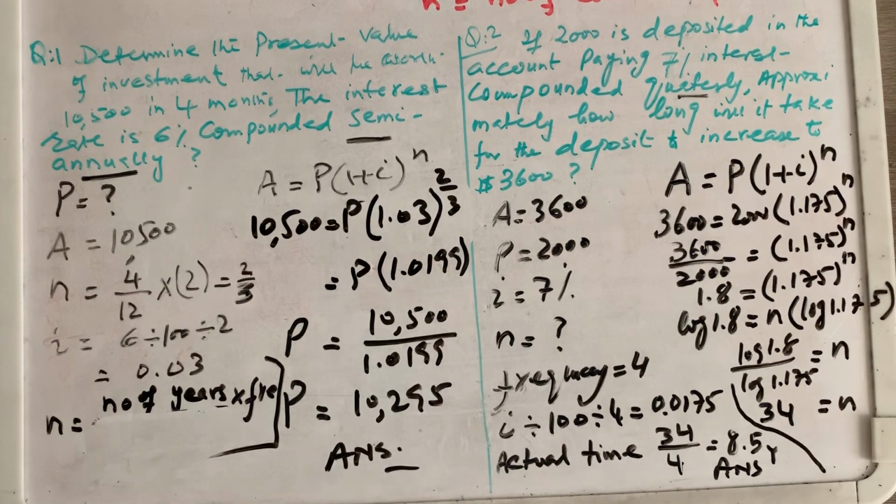But this 34 is not your actual answer. Your actual answer will be in terms of the quarterly period. This N is based on quarters, and now I have to see what my actual time is if I am paying it quarterly. Compound interest paid quarterly. So 34 divided by 4, which is 8.5 years. So it will take 8.5 years to grow your amount of 2000 to 3600 if it is invested at 7% interest rate compounded quarterly.